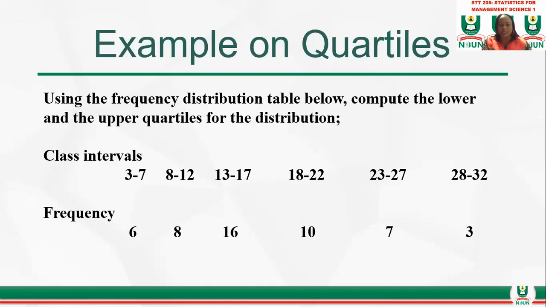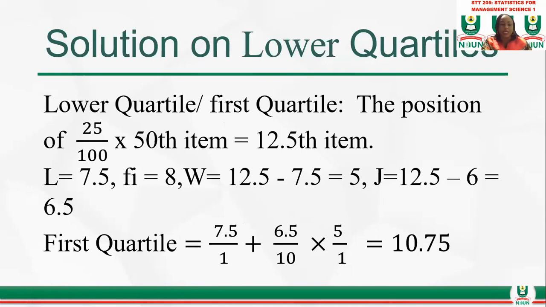Now I'm concentrating on the class interval 8 to 12 because that's where I have my 12.5. Okay? So now let's fill the parameters. I said the lower L, for the lower quartile, I'm making use of 7.5. Do you know where I generated that?